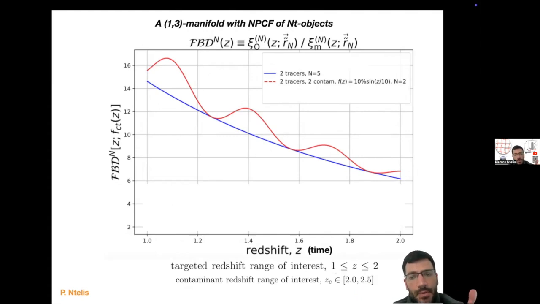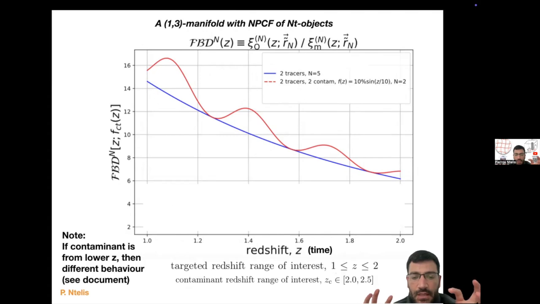Now here, the blue line is for n equal to 5, so we consider statistics with only 5 galaxies at the same time. And this particular contamination behavior is coming when the contamination is coming from higher redshifts. If the contamination is coming from low redshift, we have a slightly different behavior, but overall the effect is the same and it is controllable, and we can use this kind of modeling in order to have control observations and corrected and efficient observations as well.